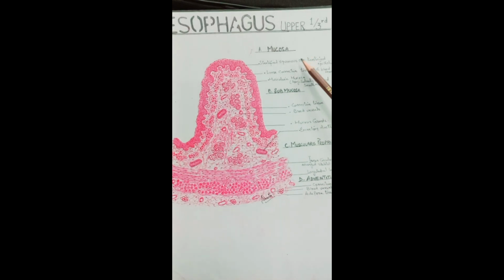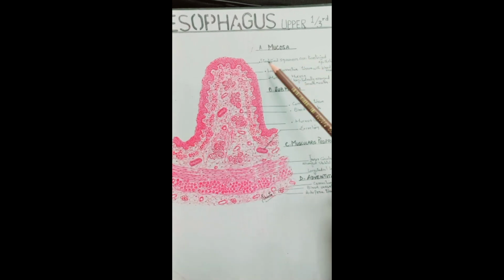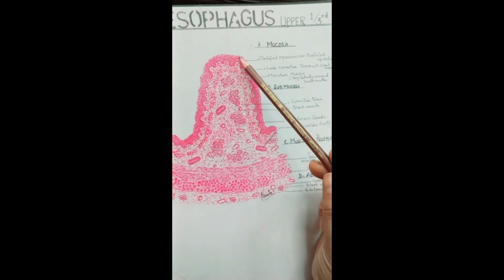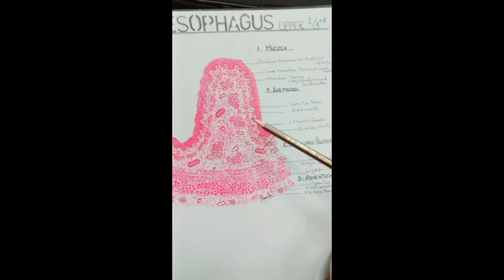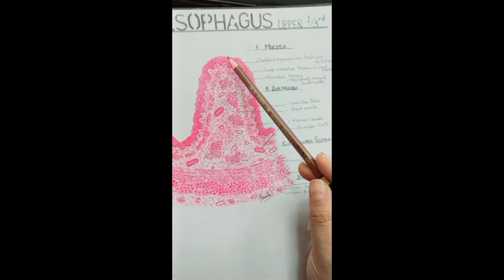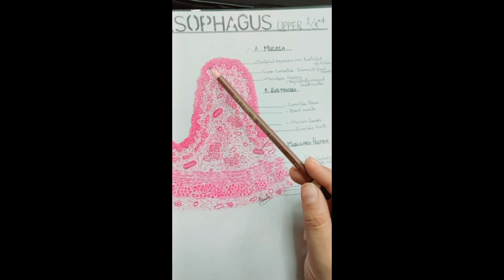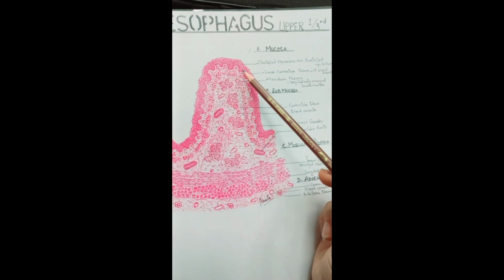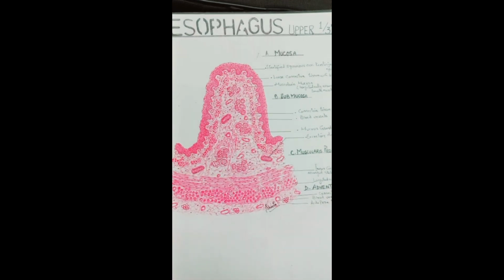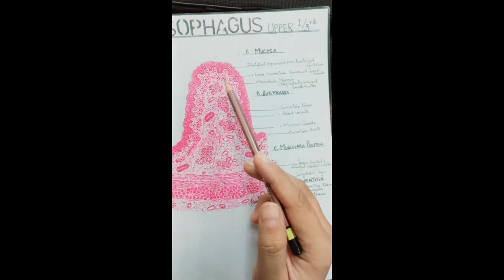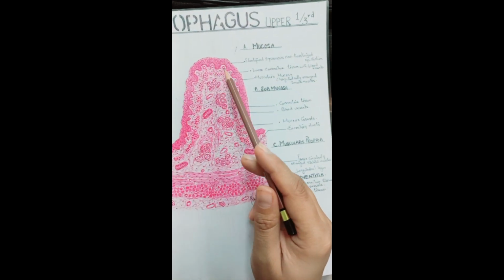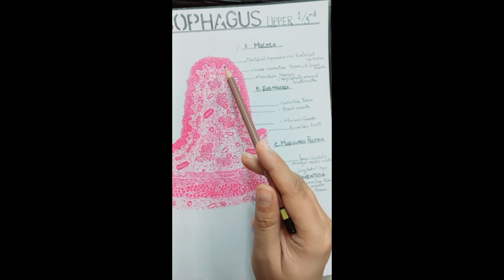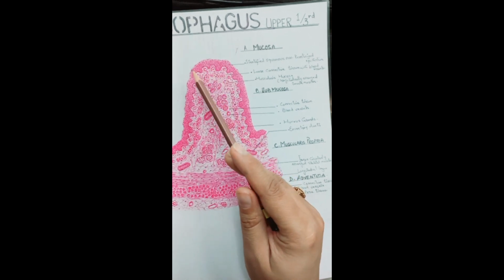In the mucosa, as you know, what structures are there? Firstly, you will draw the epithelium, and this epithelium is stratified squamous non-keratinized type. So you will draw the stratified squamous non-keratinized epithelium. Then there will be the loose connective tissue with the blood vessels. Here are the loose connective tissue, and these are the blood vessels.